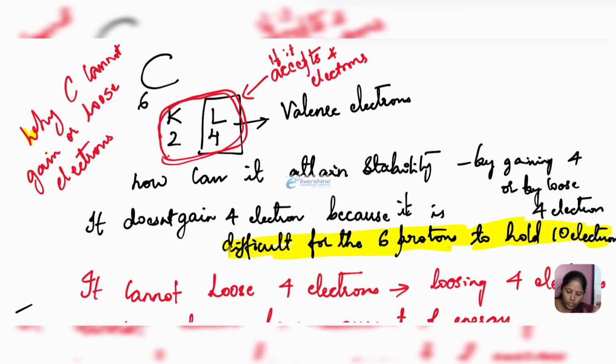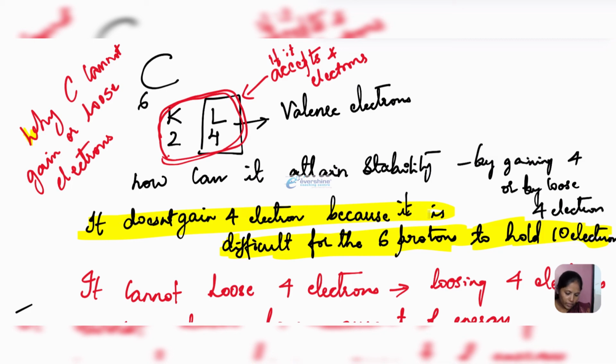This point you should write. Why can carbon not gain 4 electrons? Because it is difficult for 6 protons to hold 10 electrons.